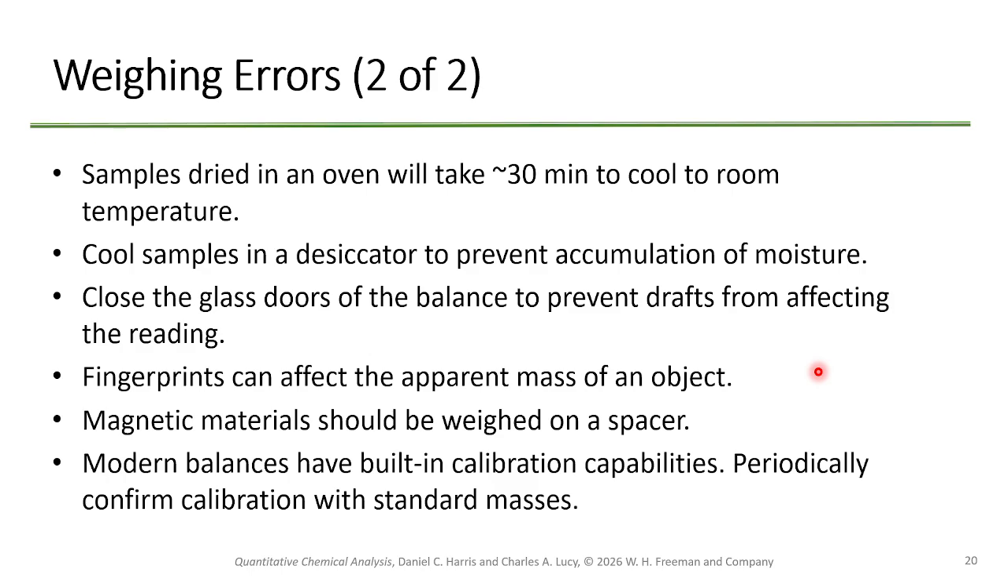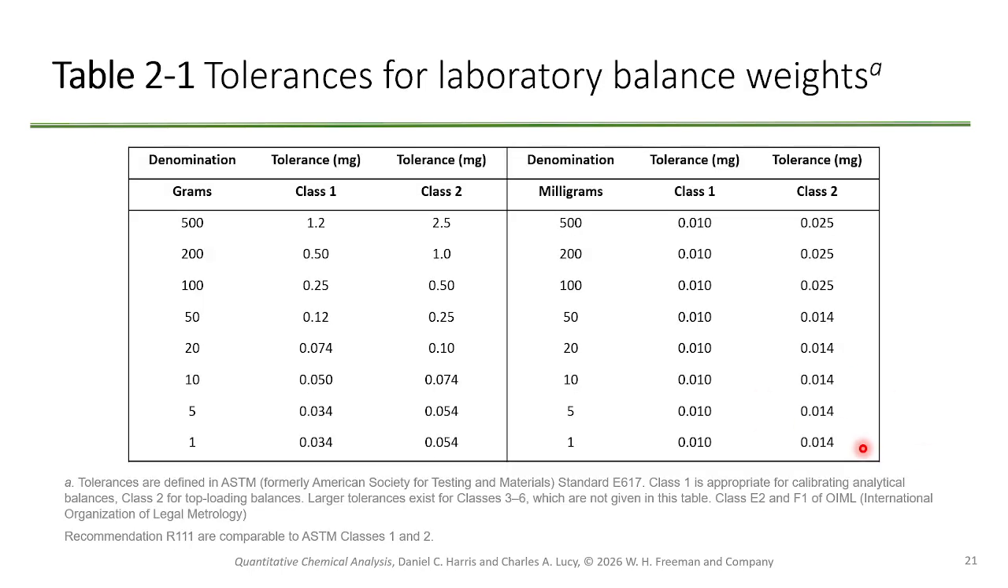So that's sad. Now, fingerprints can affect the mass. Anything that comes off of you can affect the mass. Keep that in mind. It's actually very common to shed skin particles, oils, etc. onto things and affect the mass. Magnetic materials should be weighed on a spacer so they don't pull the parts of the balance on. Modern balances have built-in calibration capabilities, and you should recalibrate a modern balance every so often. Usually it's something along the lines of every month or so in a professional lab.